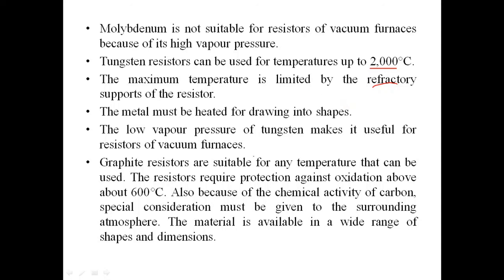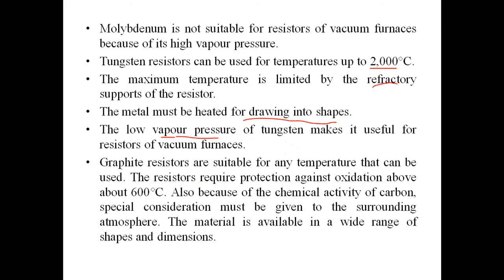The metal must be heated for drawing into shapes. So we can get any kind of shape of tungsten, but we should heat it to convert it into different shapes, right? And one more thing: there was a problem with molybdenum that it gets affected by vapor, but tungsten has better options compared to molybdenum. Tungsten can be used for high temperature because it can be used in vacuum furnaces and has very low vapor pressure. That makes it advantageous for high temperature instead of molybdenum.